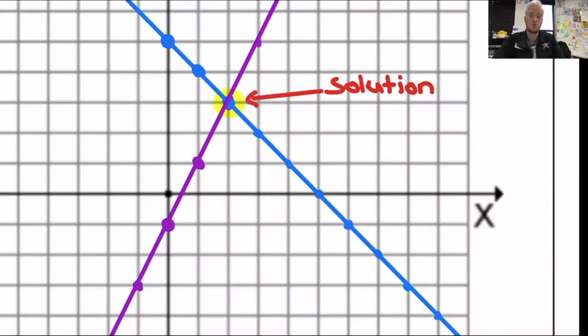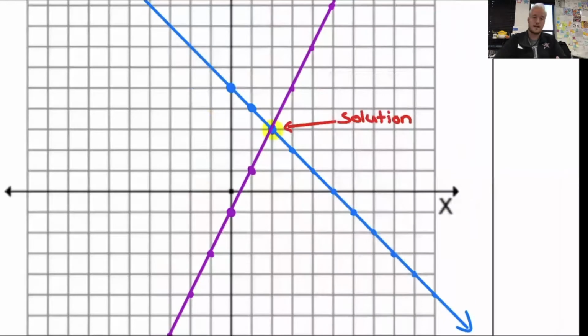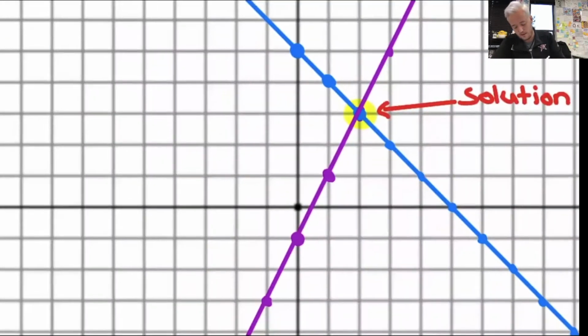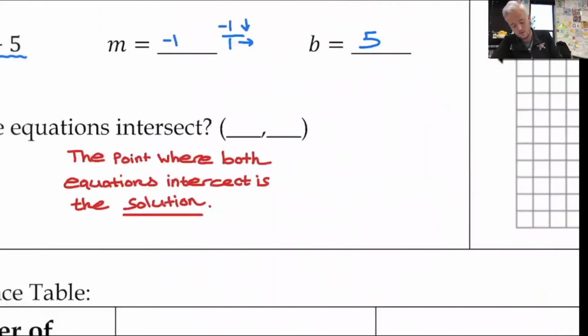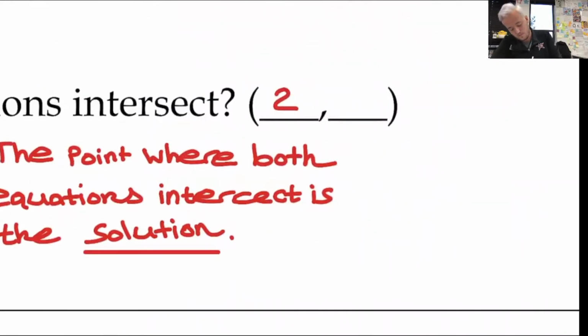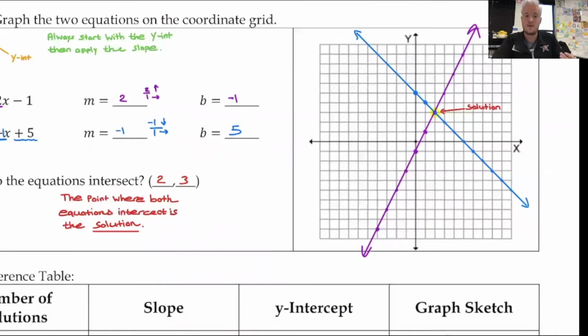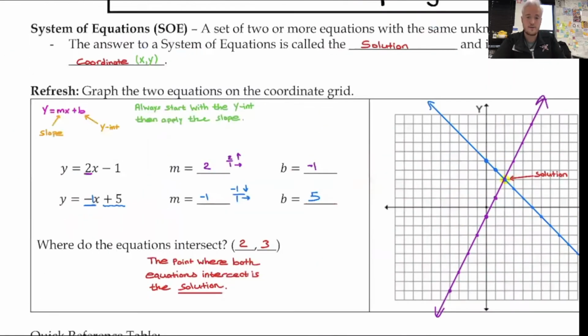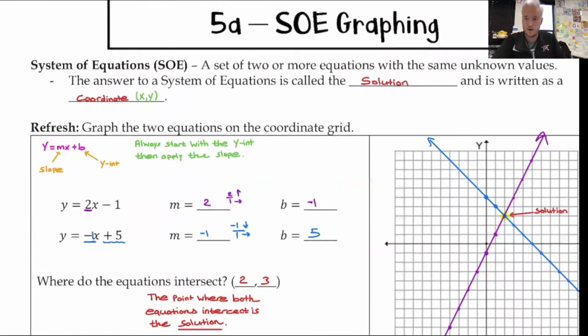Wherever they cross, that's what we call a solution to a system, because that point where they cross is on both lines. So it satisfies both equations, which is what we're looking for in a system: a point that satisfies all the equations involved. The coordinate right here where they cross is 2, 3, which means 2 comma 3 is my solution. That is going to be your answer. Your solutions are going to be an ordered pair, a coordinate.